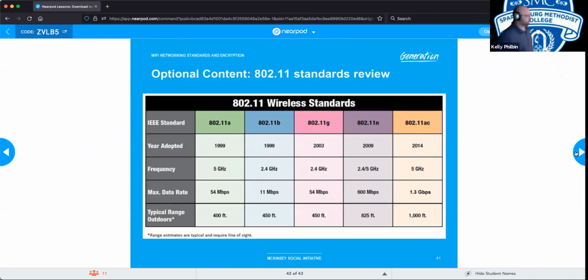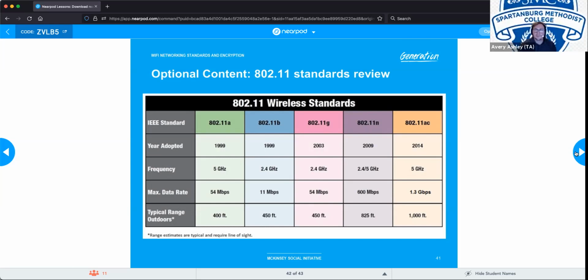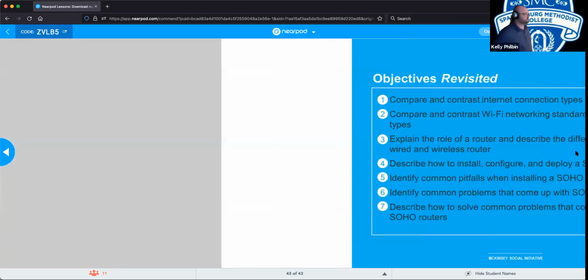Here is a good slide to take a snapshot of. It gives you very quick, basic information as to what you need to know with each of the wireless standards for the A, B, G, N, and AC. So I would highly recommend taking a snapshot of this if you can. I can post it in the chat. Thank you very much. And so Avery's going to take care of that for us.